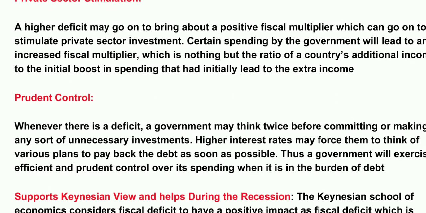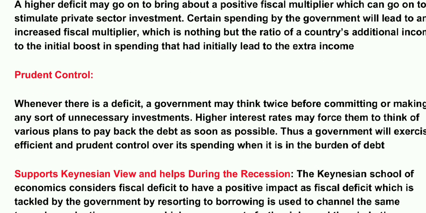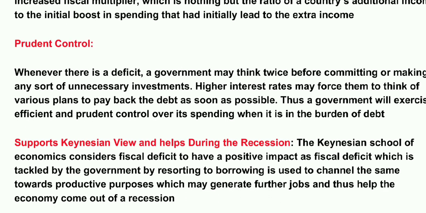Next is prudent control. Whenever there is a deficit, a government may think twice before making any unnecessary investments. Higher interest rates may force them to think of various plans to pay back the debt as soon as possible. Thus, a government will exercise efficient and prudent control over its spending when it is under the burden of debt.